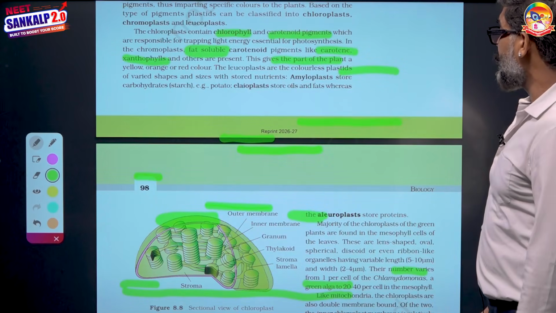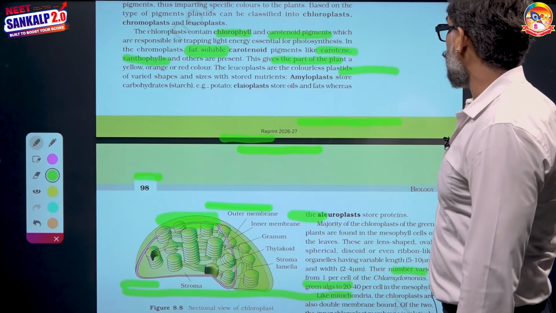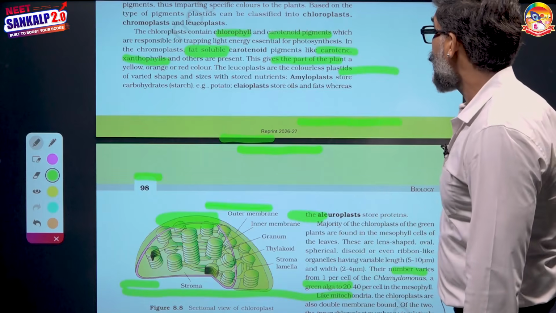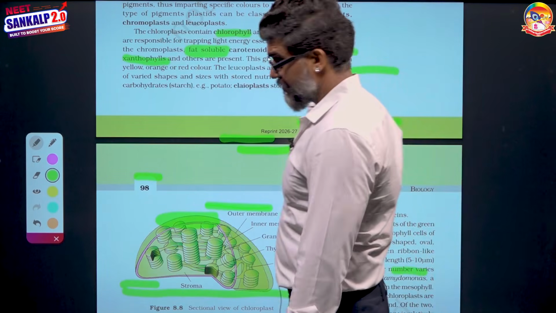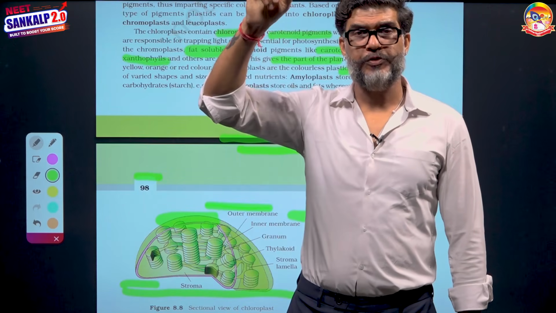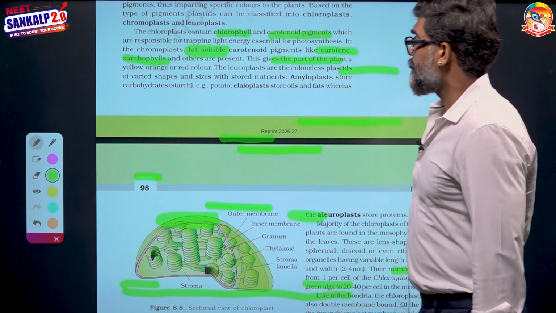They give the part of the plant a yellow color, orange color, red color, brown color, etc. Leucoplasts are colorless. Chloroplast is green, chromoplast is yellow, orange, brown, red, etc., and leucoplasts are colorless. What are they meant for?